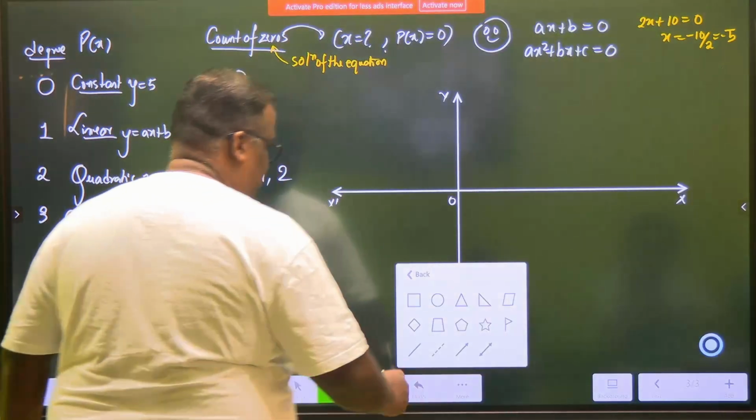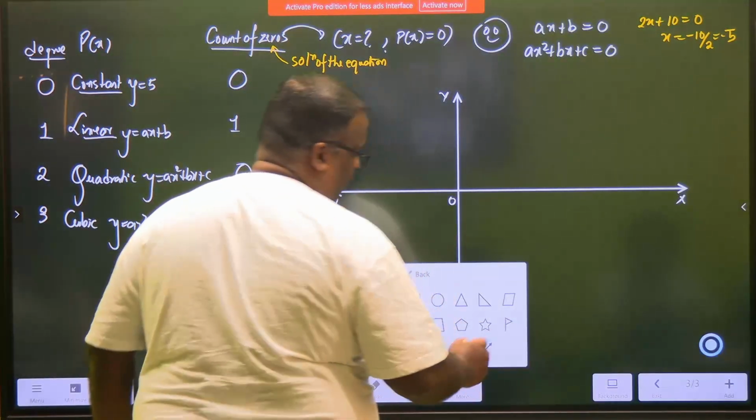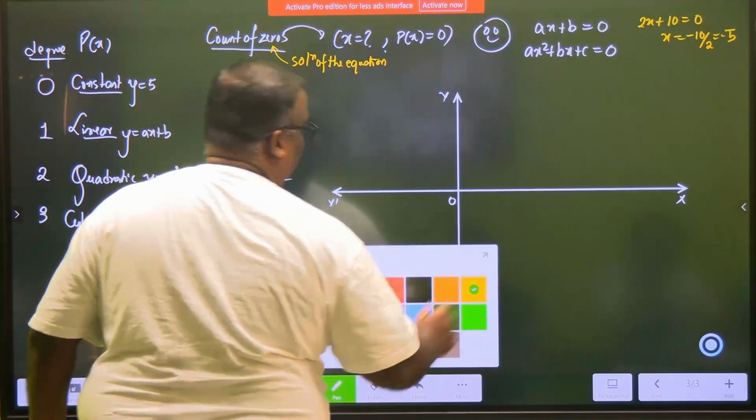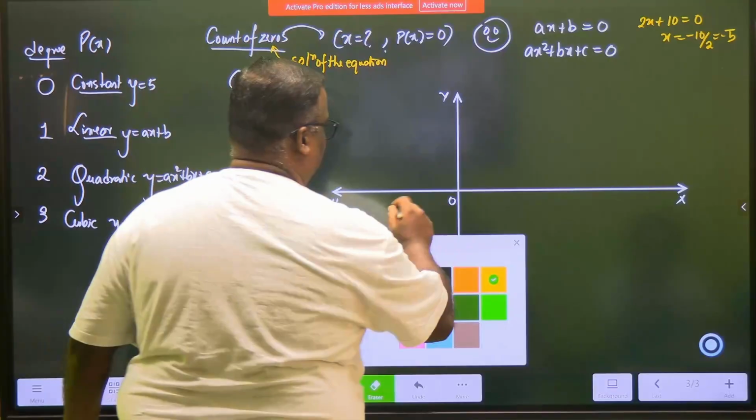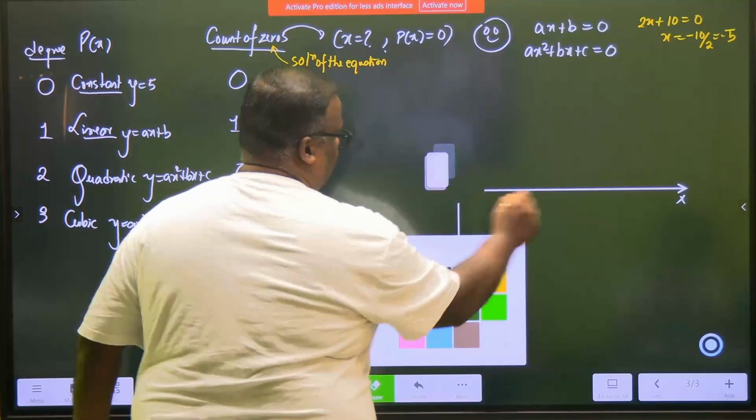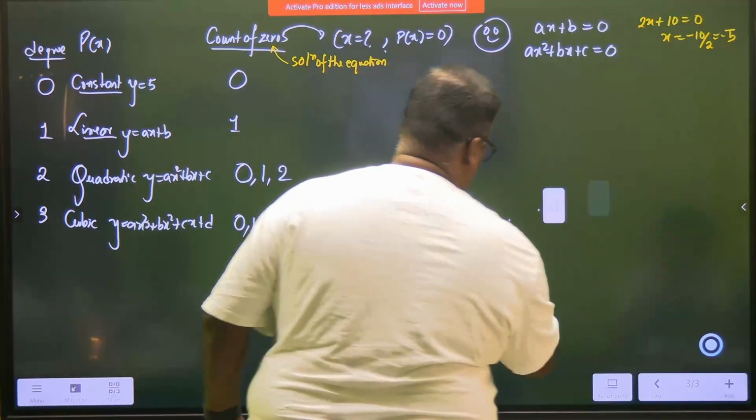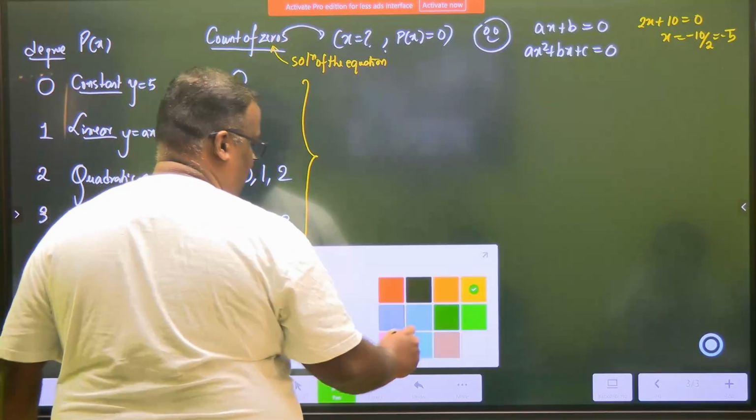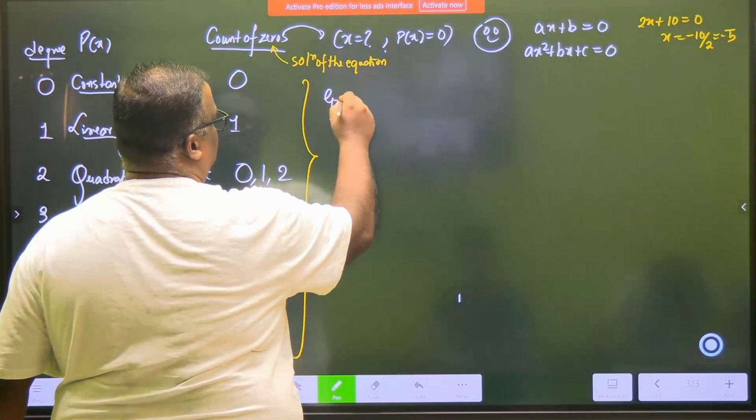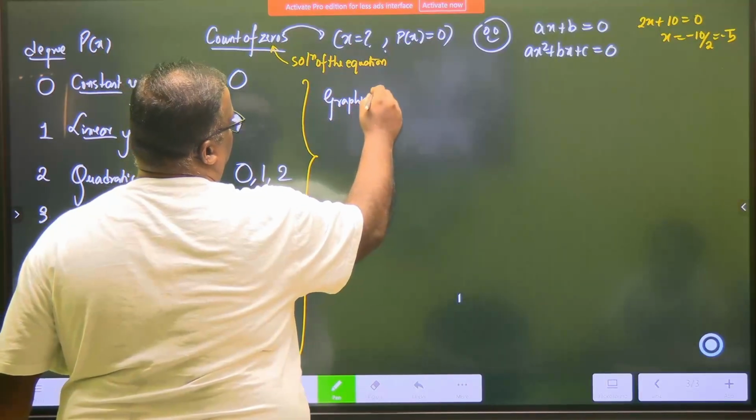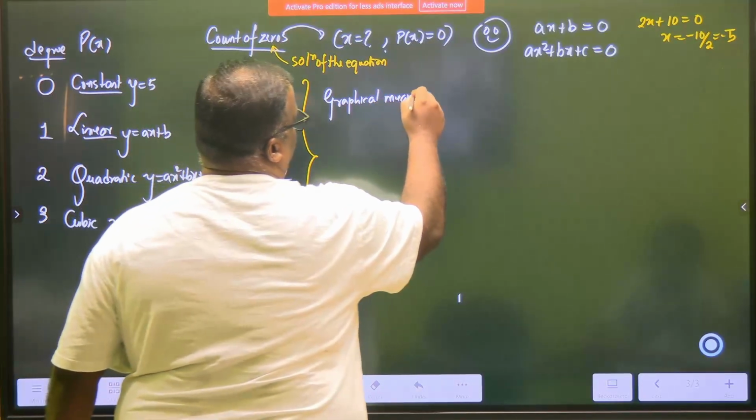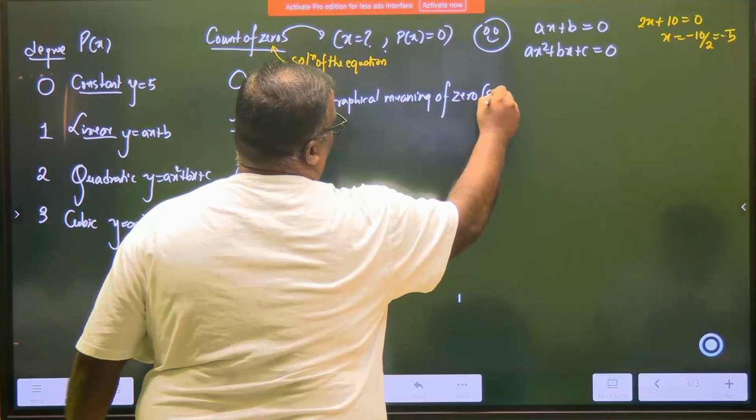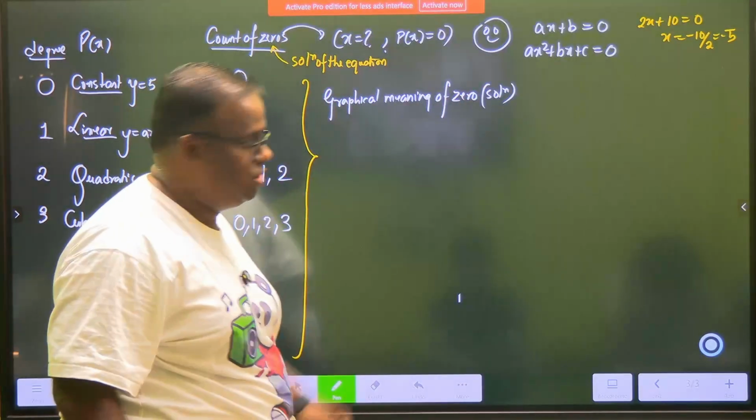Before that, let us understand another aspect. Let me address one more aspect, and that aspect is the graphical meaning of zero. Or the word solution makes more sense.